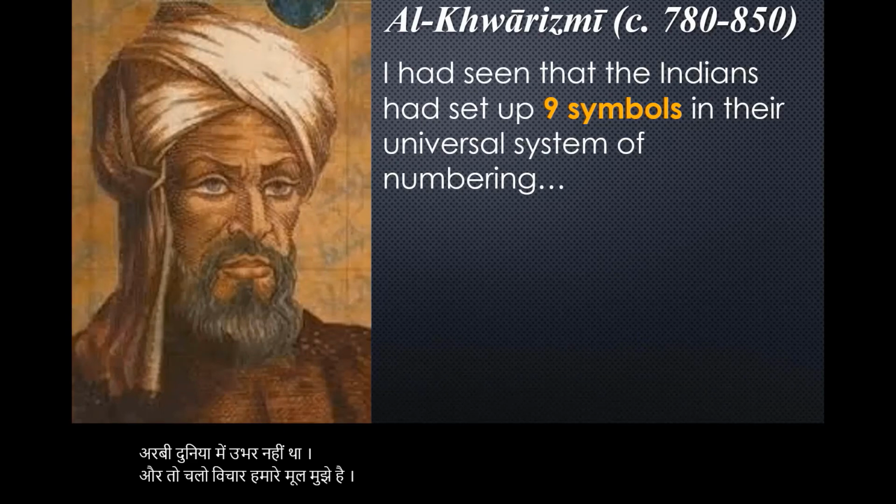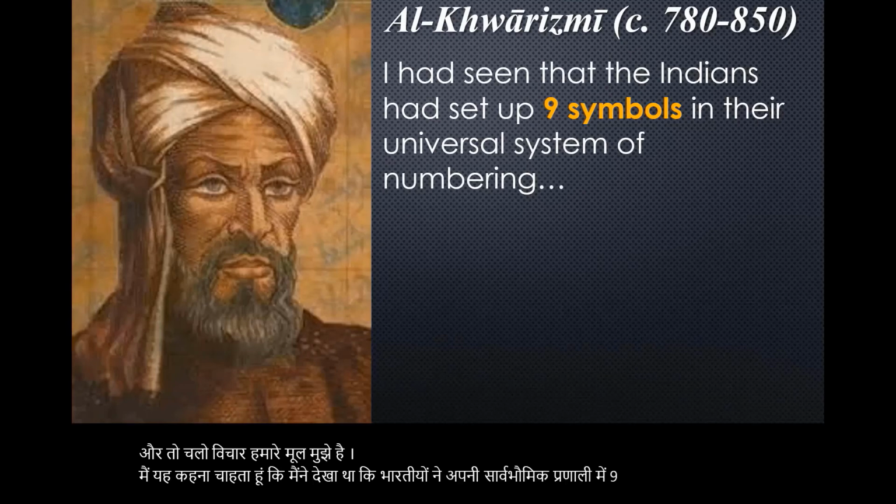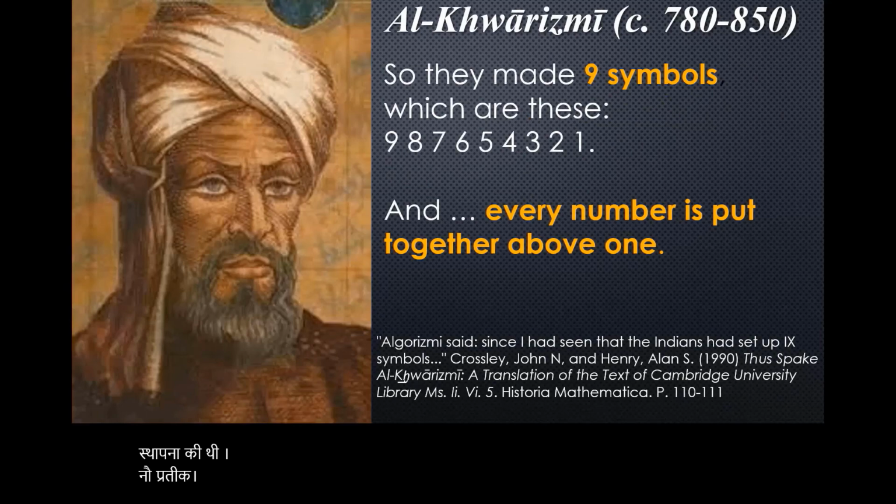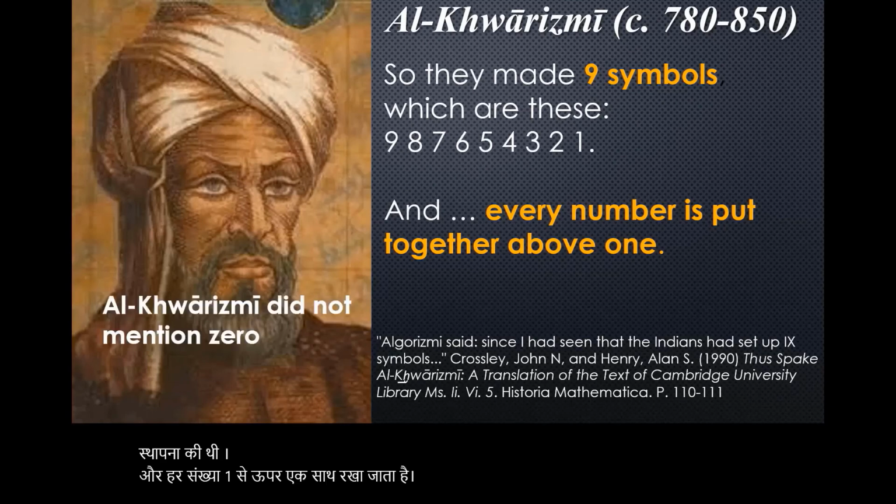What did he say? Let me say, I had seen that the Indians had set up 9 symbols in their universal system of numbering. 9 symbols? And every number put together above 1. So Al-Khwarizmi did not mention 0.